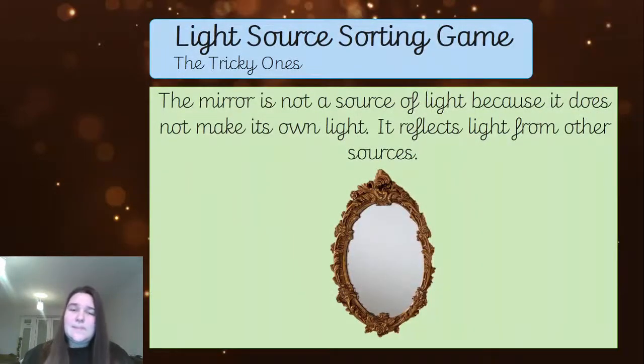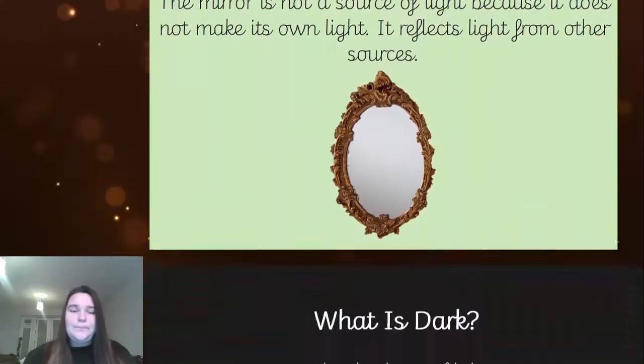And then the last one is a mirror. Now the reason why this isn't a light source is because it does not make its own light. It only reflects light from other sources. So the light that hits it then bounces off of the mirror and shows you a reflection, which we are going to be looking more at in the next couple of lessons. So that'll be really nice to look at.